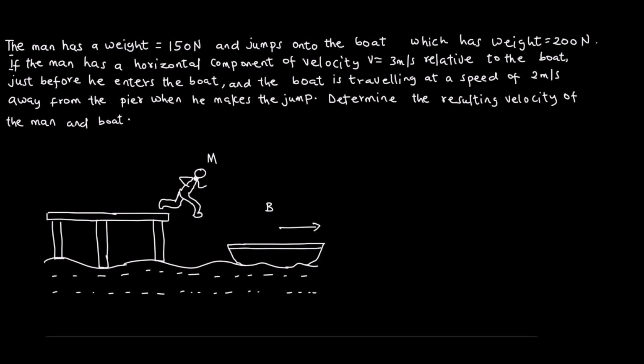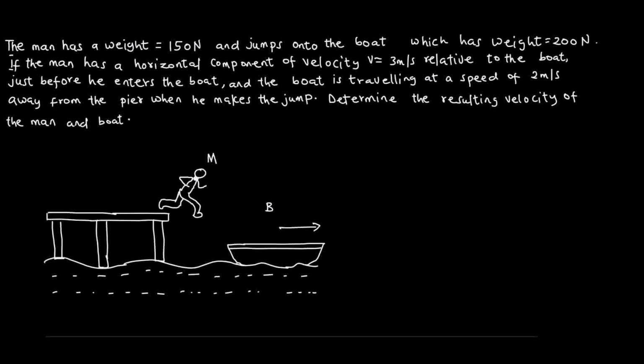In this lesson, we are going to solve this question I have on the screen. The question says that the man has a weight of 150 newtons and jumps onto the boat which has a weight of 200 newtons. If the man has a horizontal component of velocity given as 3 meters per second relative to the boat just before he enters the boat, and the boat is traveling at a speed of 2 meters per second away from the pier when he makes the jump. Determine the resulting velocity of the man in the boat.